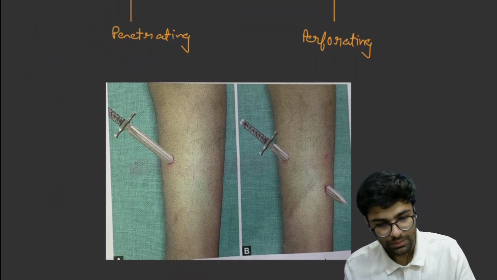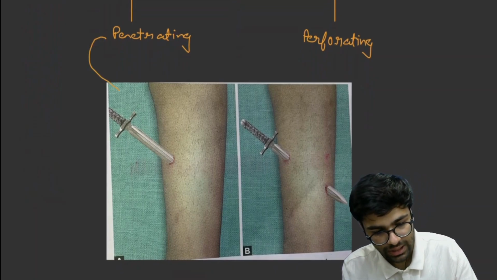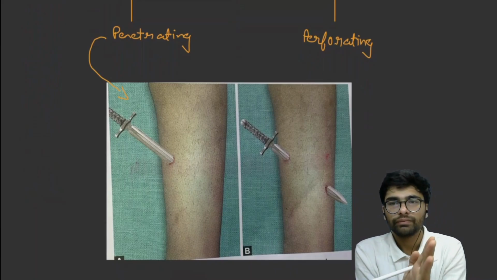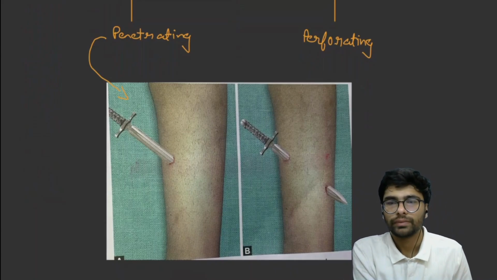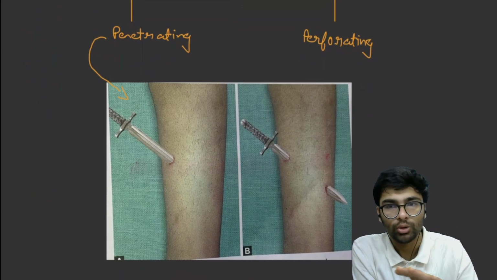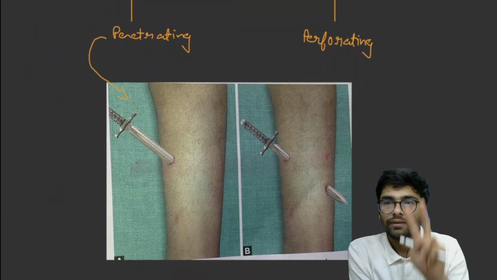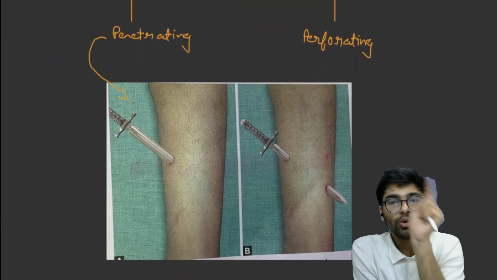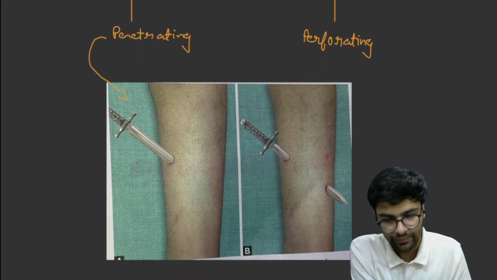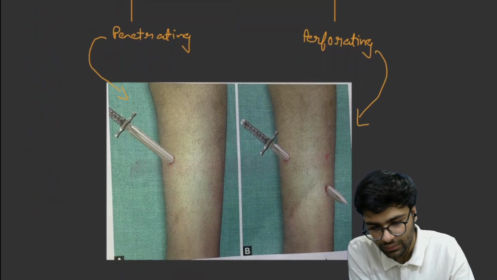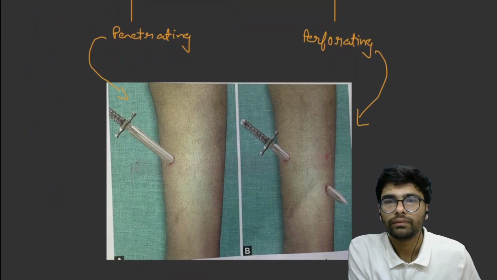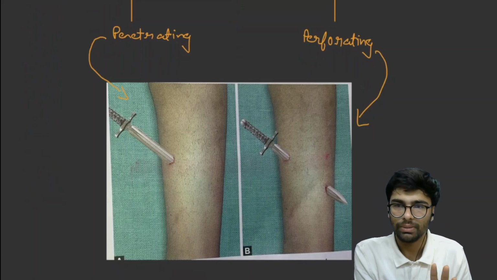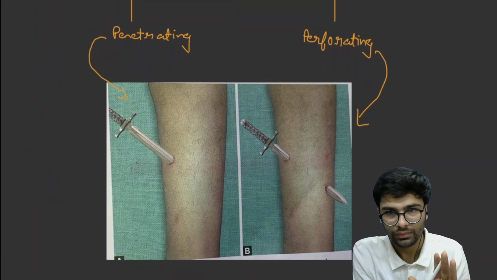So penetration or penetrating injury is nothing but inserting a weapon into the body, but the weapon doesn't come out. Like there is input, but there is no output. And perforating means there are 2 wounds visible. One is for entry, and the other one opposite to that, exit. Okay, so this is the perforating wound. One is penetrating, another one is perforating. Simple. Classification is over.